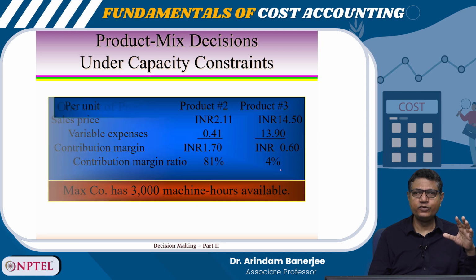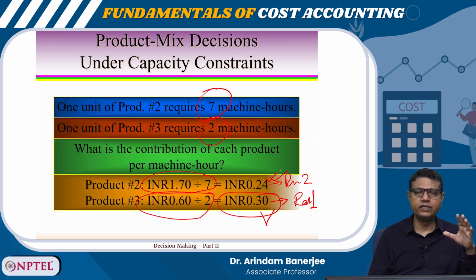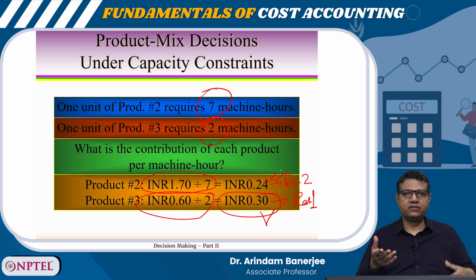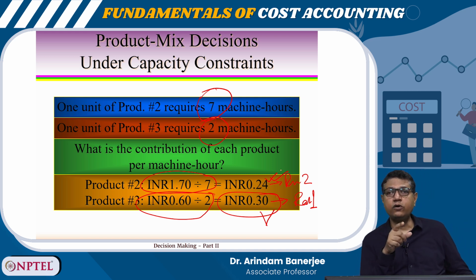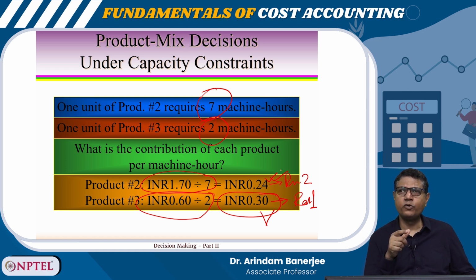But once I introduce the machine hour constraint, you see the picture is completely getting reversed, right? Now the first product's contribution per machine hour is lower, and the second product's contribution per machine hour is higher, right? So if there is a constraint, then I should focus more on the second product rather than the first product. So these are a few cases where we can use the concepts of marginal costing and CVP analysis. Okay, right.